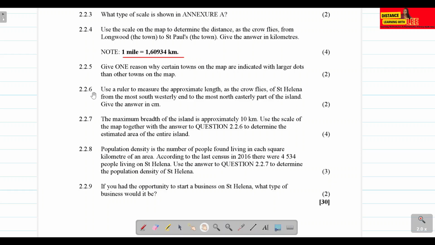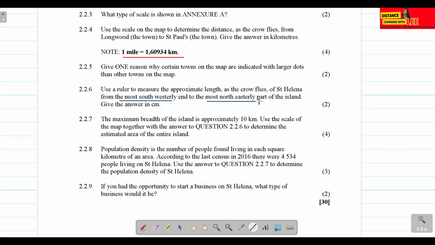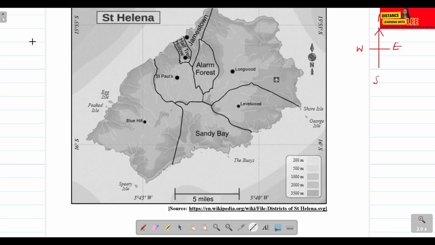Give the answer in centimeters, right? So they say if a crow flies from the most southwesterly end to the most northeasterly part of the island, what would that distance be? So where is the southwesterly and the northeasterly? We want to get the direction if a crow were to fly from that direction to that direction, but it needs to literally be parallel to this line that I've drawn here.